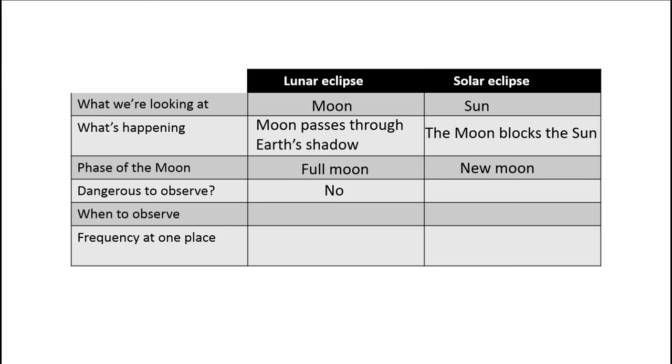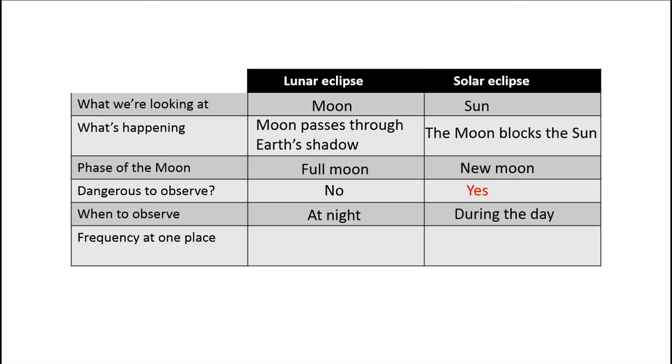In the case of a solar eclipse, it is dangerous unless you're looking at totality, in which case you can take off the glasses for a couple of minutes, but otherwise it is dangerous to look at the sun. When do we observe a lunar eclipse? At night, and a solar eclipse during the day.